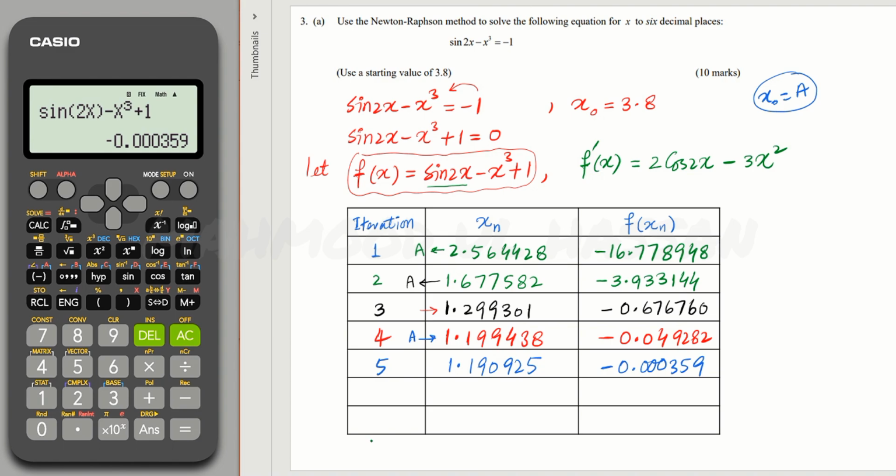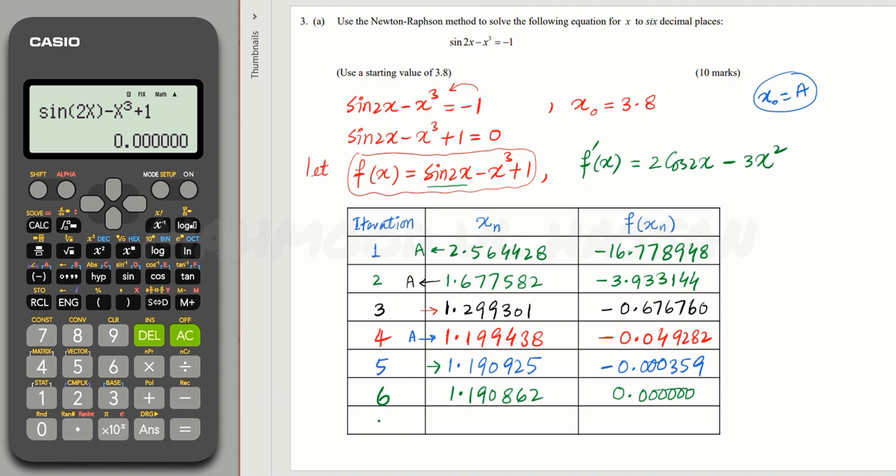Okay, now move to the next iteration, that is iteration number 6. Again press the calc button, and the value of a is again our previous one, that is 1.190925. Press equal. So we get 1.190862, and then again press equal. So you can see here we got 0 up to 6 decimal places. So it means our approximate root is this one.